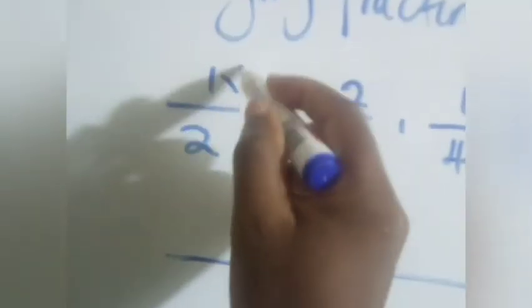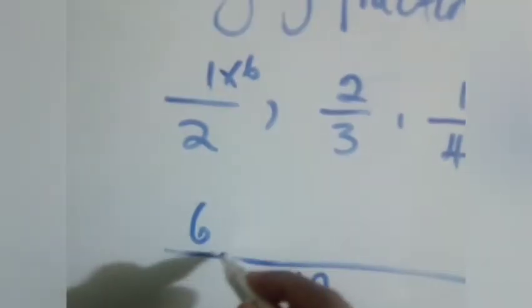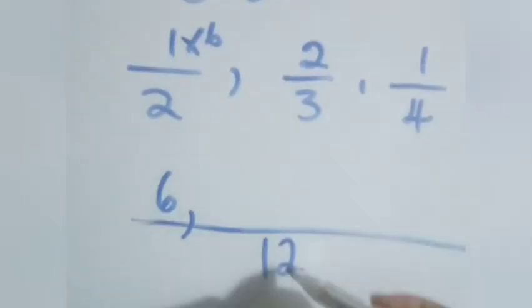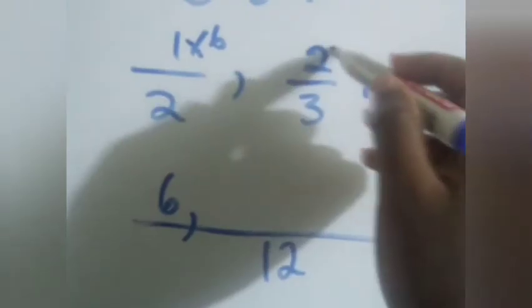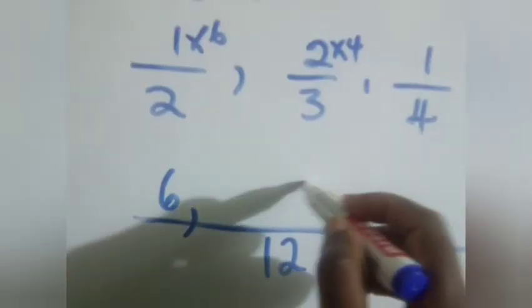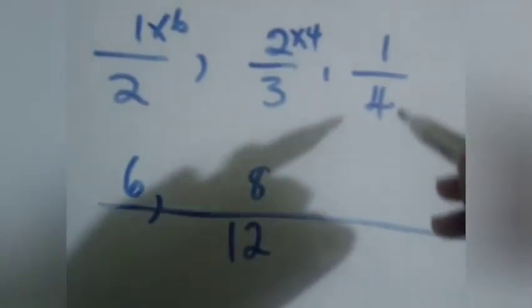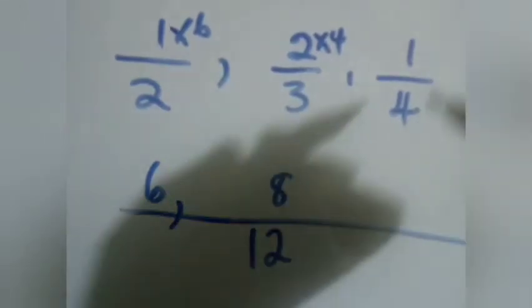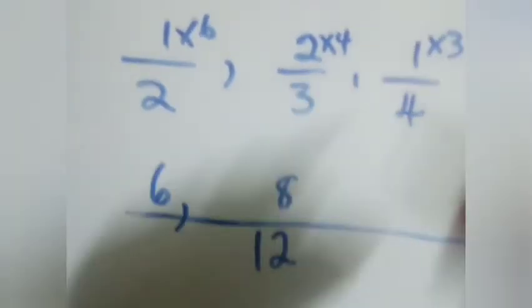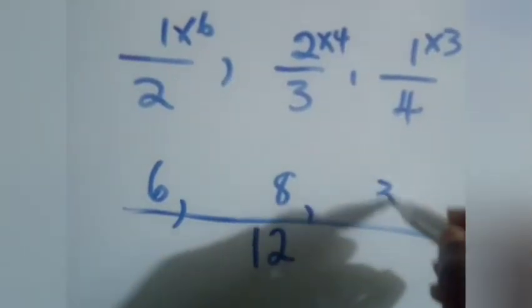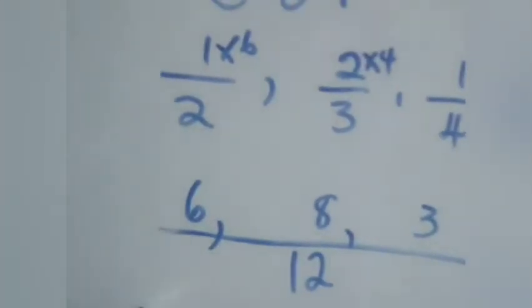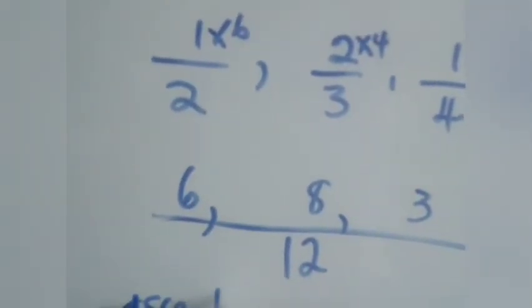Now what we're doing is dividing 2 into 12. We get 6, multiplied by the numerator. So the value of this fraction is 6, right? So 2/3 now, what's the value of 2/3? 3 into 12 goes 4 times. So 2 times 4 is 8. And then 4 into 12 goes 3 times. 1 times 3 is 3.